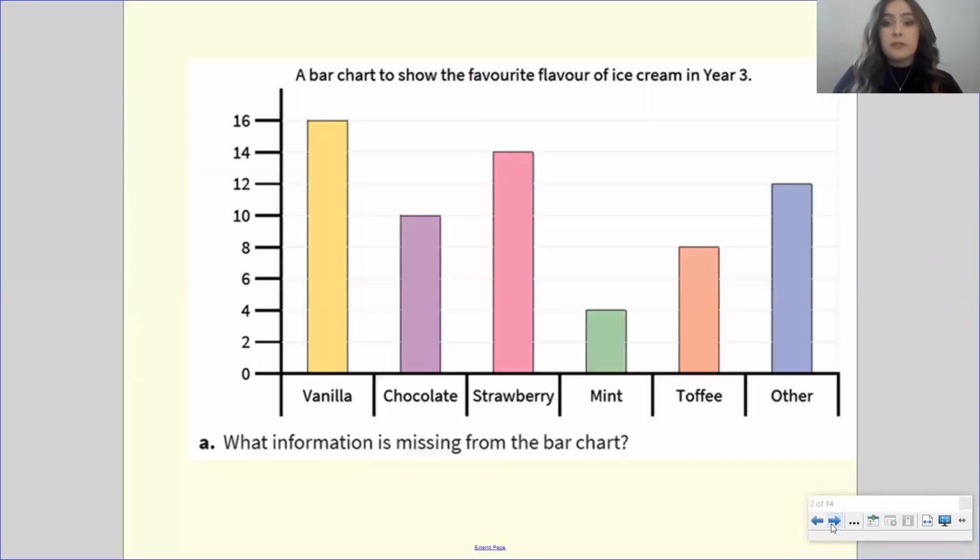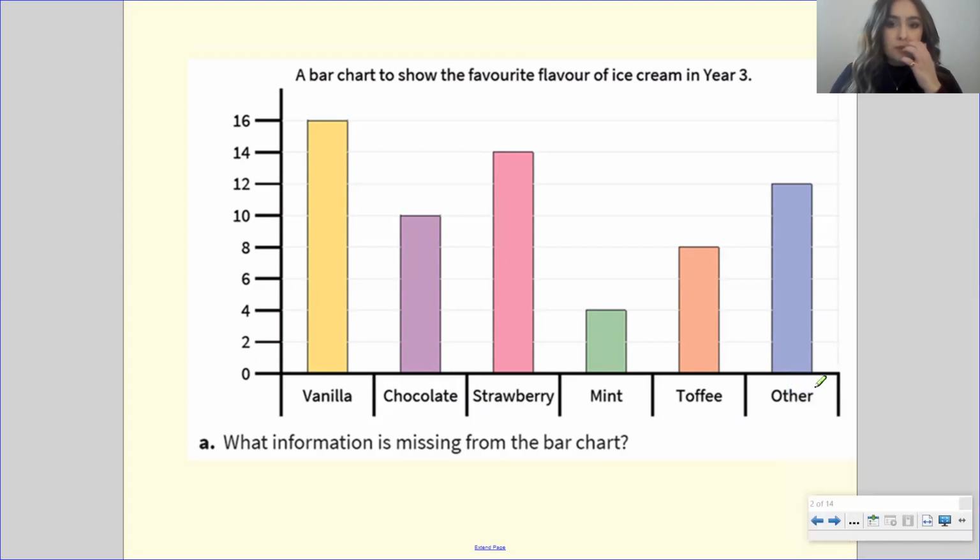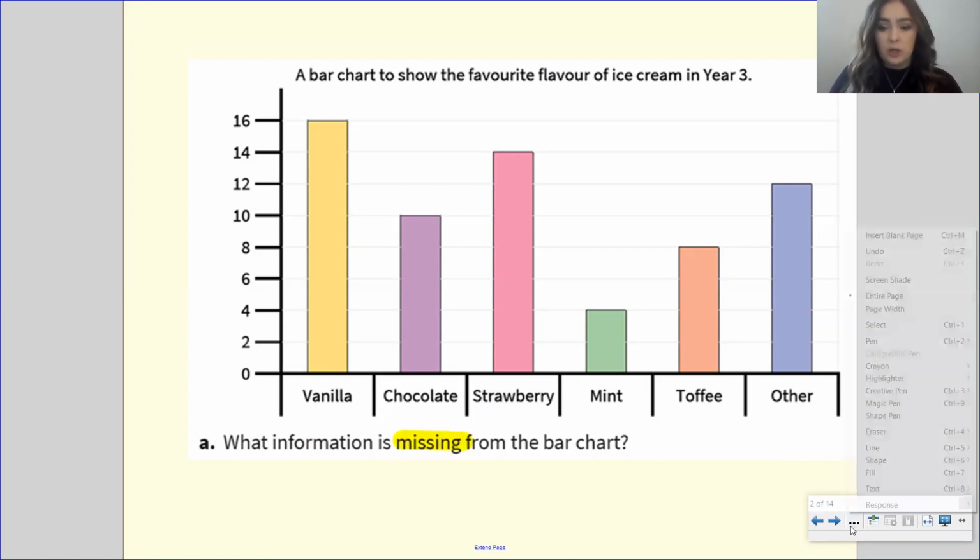And I know one of you said that you found this question from activity 2 a little bit tricky. So I'm going to go through and show you how to answer it. So you were given a bar chart, and the first question, which is the one that you said you found tricky, said, what information is missing from the bar chart?